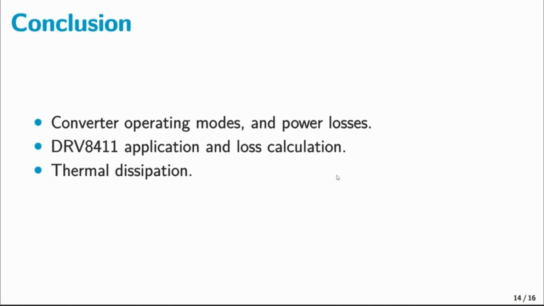In conclusion, in this tutorial, we discussed the operating modes of the DC motor drive and the power loss mechanism in the converter. Thereafter, we saw how the DRV8411 IC is used in the GEMS diamond board and did a back of the envelope loss calculation for it. Lastly, we discussed the different heat dissipation aspects for semiconductor ICs.